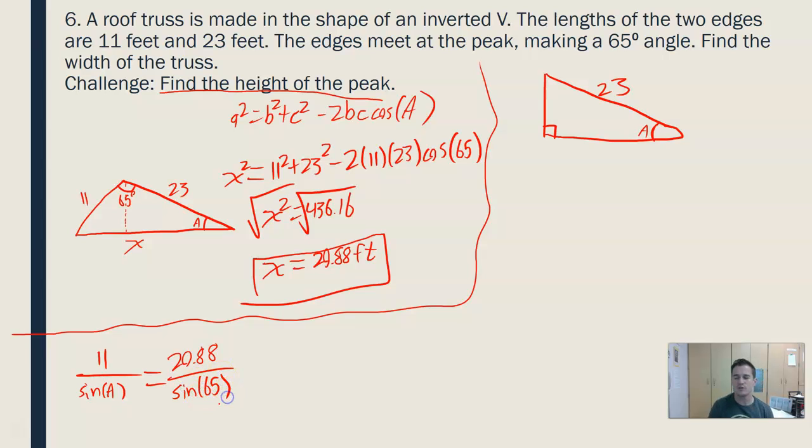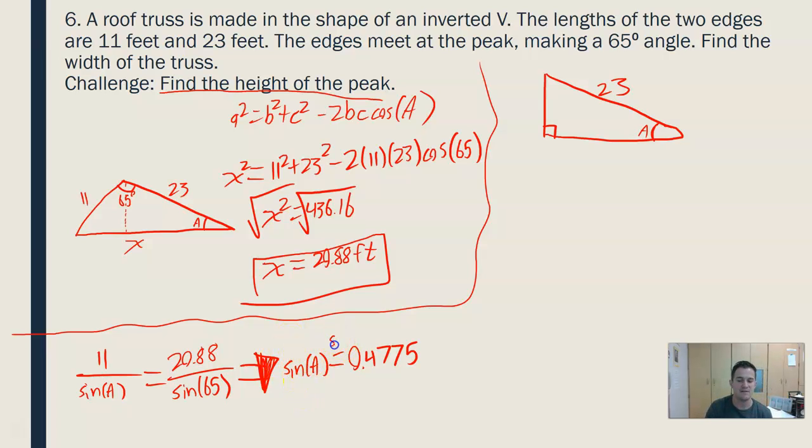We just used the law of cosines before. Notice now we're using the law of sines so we can find this missing angle. 11 divided by the sine of A is equal to 20.88 divided by the sine of 65. So you can do this math in your calculator. I've done the math already, so I know that the sine of angle A is equal to 0.4775. You cross multiply, get the sine of A by itself, type in the sine of 65, get all that done, and I get the sine of A is equal to 0.4775.